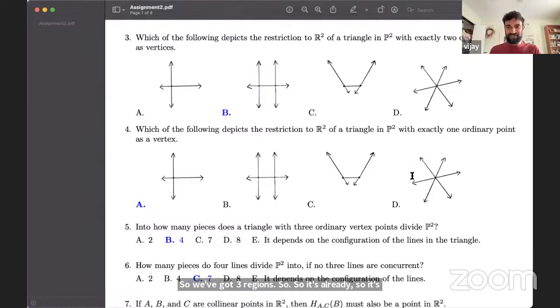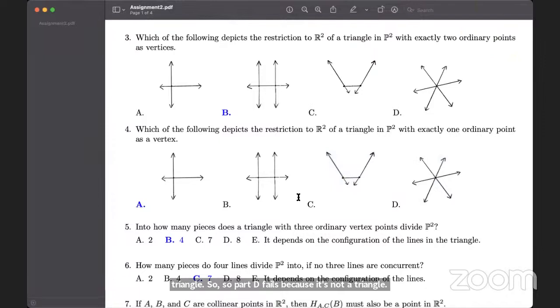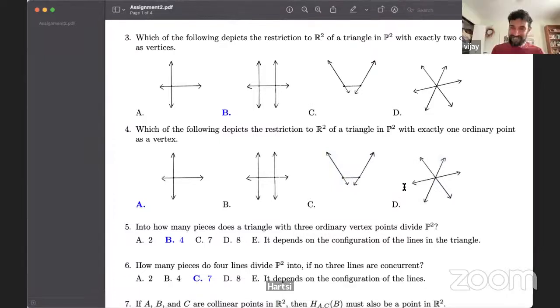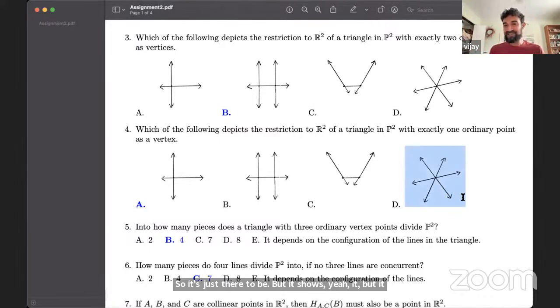These lines are concurrent. So this is not actually a triangle. So part D fails because it's not a triangle. Part C is a triangle. Actually, option D was very, very confusing. It's not at all a triangle, basically. So it's just there to be confusing. But it's also a common configuration, because it's just what we get when we have 3 concurrent lines, 3 lines that share a point.